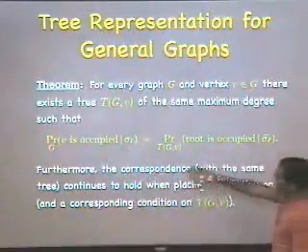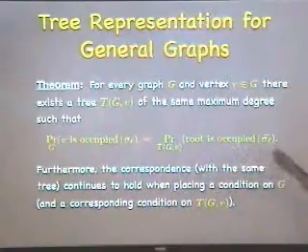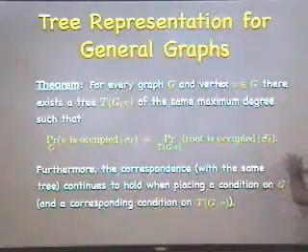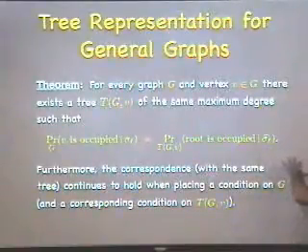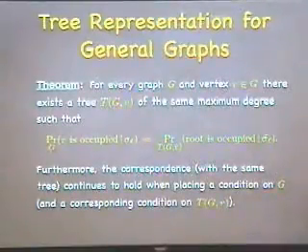Then it's exactly the same as the probability that the root of this tree is occupied, conditioned on there being a corresponding condition on the tree, which will also be at a distance L from the root. That's the important part here.